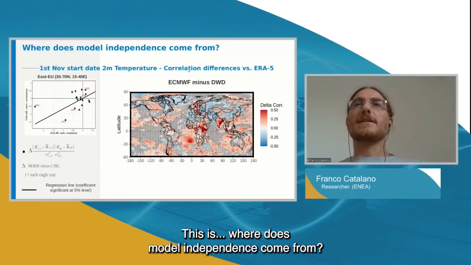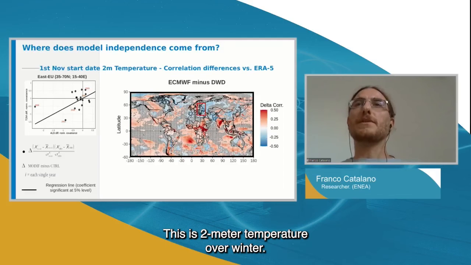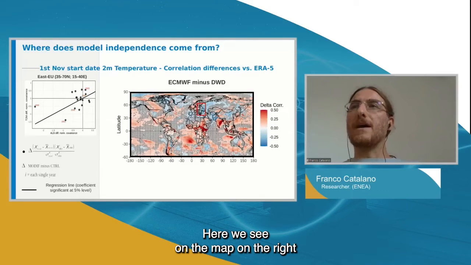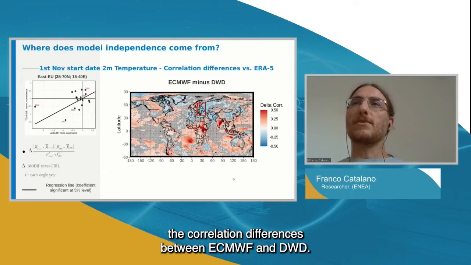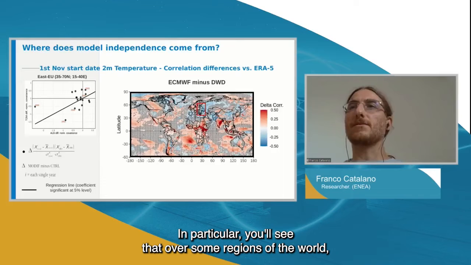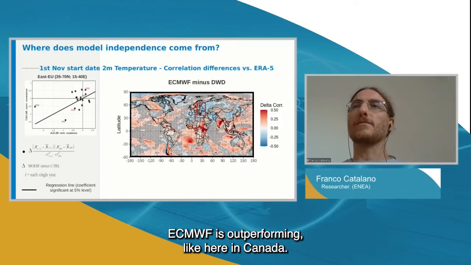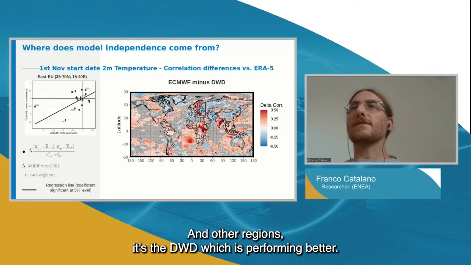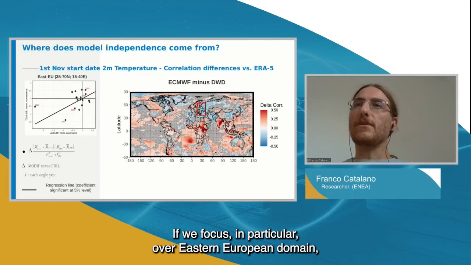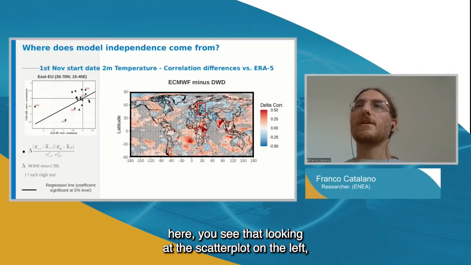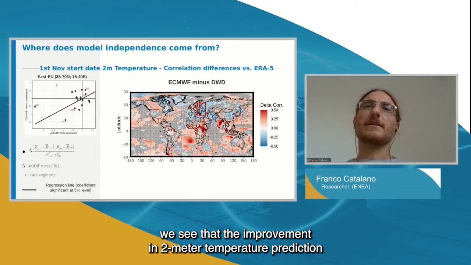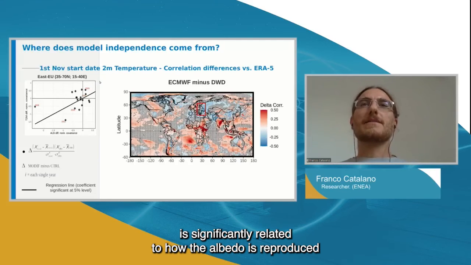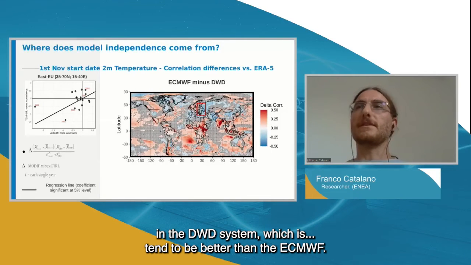So let's start. This is where does model independence come from? This is 2-meter temperature over winter. Here we see on the map on the right the correlation differences between ECMWF and DWD. In particular, you see that over some regions of the world, ECMWF is outperforming, like here in Canada, and in other regions, it is the DWD which is performing better. If we focus in particular over the Eastern European domain here, we see that looking at the scatter plot on the left, the improvement in the 2-meter temperature prediction is significantly related to how the albedo is reproduced in the DWD system, which tends to be better than ECMWF.